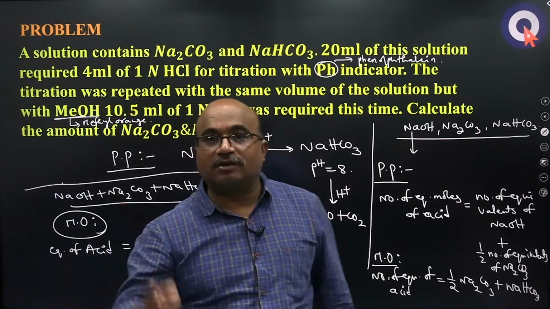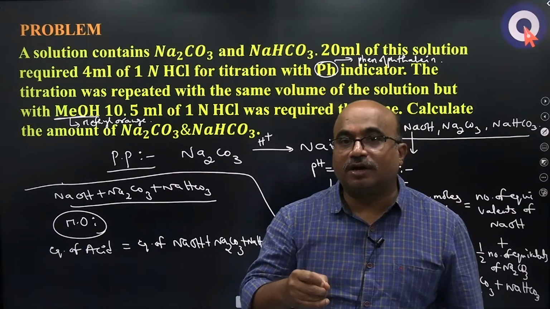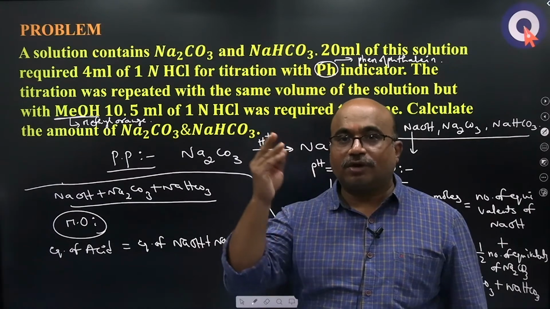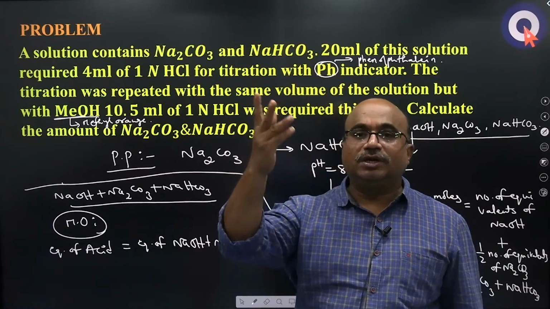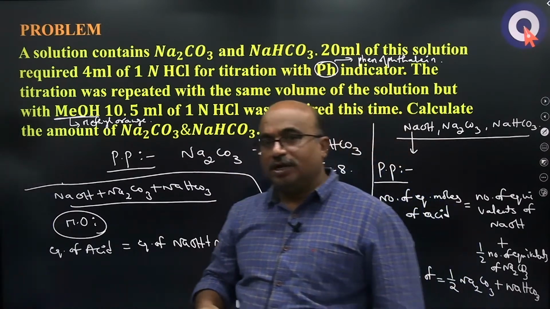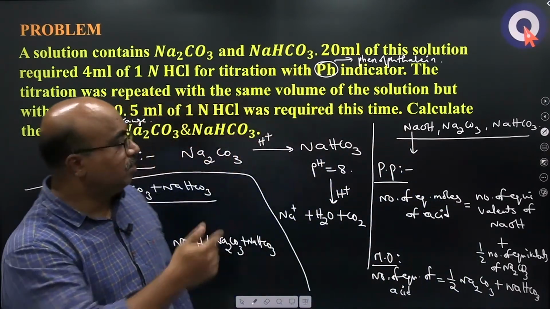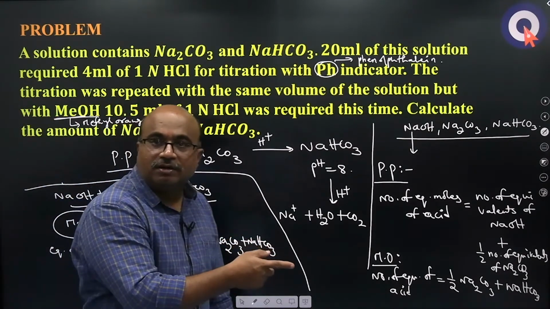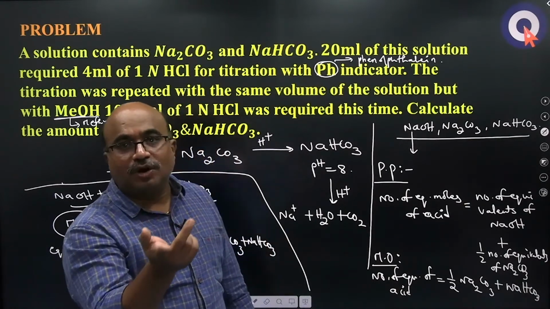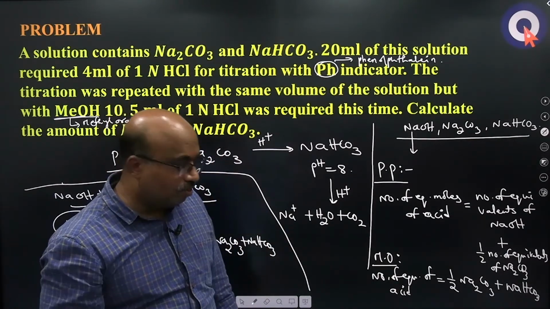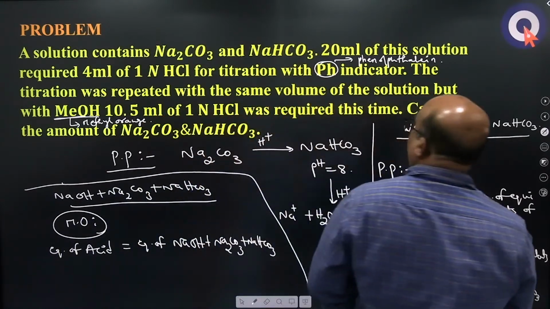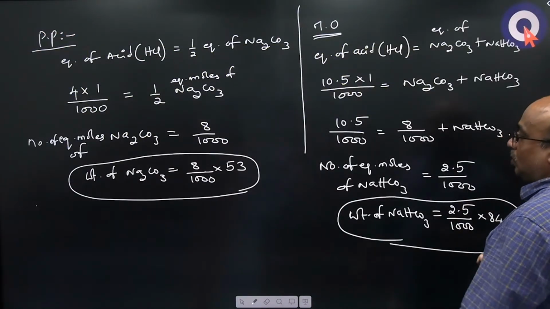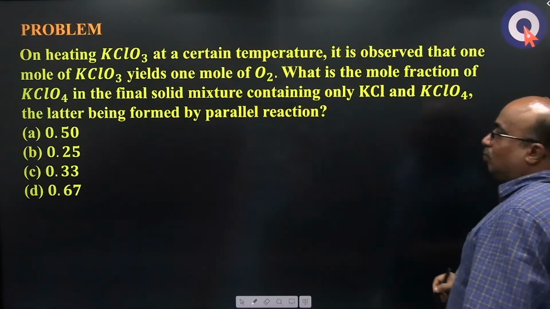If it is asked for 1 liter, sometimes there are questions asking how much Na2CO3 or NaHCO3 exists in 1 liter. So for 20 ml this much is there, for 1000 ml you just take the proportion and do the calculation. For 20 ml this many millimoles are there, for 1000 how much will it be, or the weight we calculated. I think okay. Coming to the next, use that calculation part.